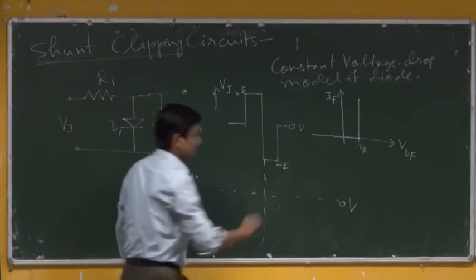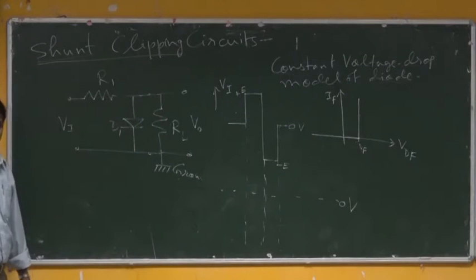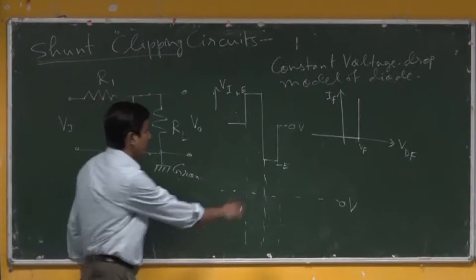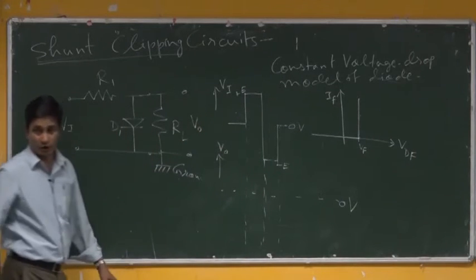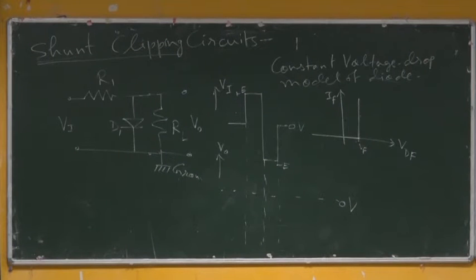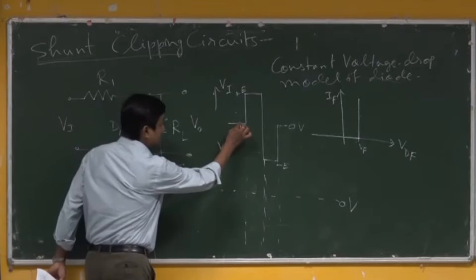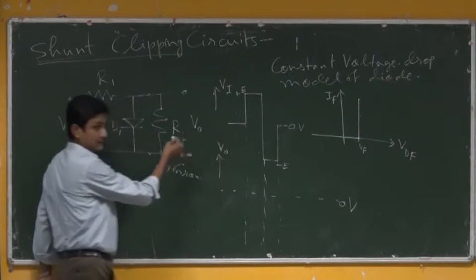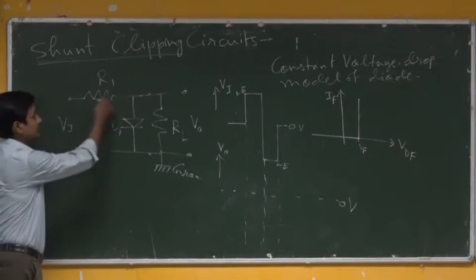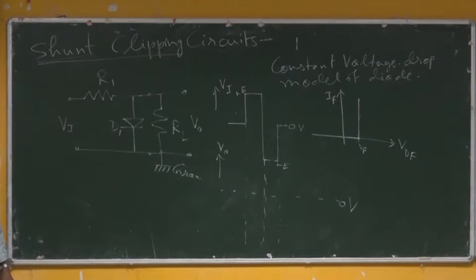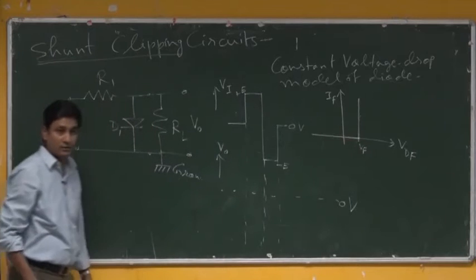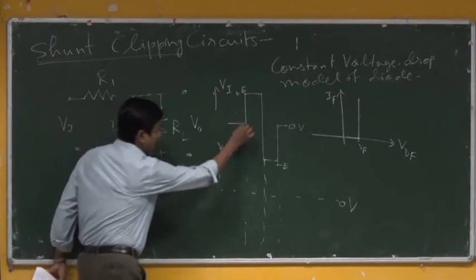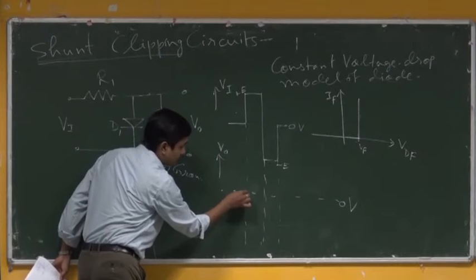Where reference is kept first as 0 volt, with respect to which the output is to be plotted here as V0. Now, if I consider here the 0 volt is applied before this, will this diode conduct? Not at all. So, here the voltage I get here, obviously this should be 0.